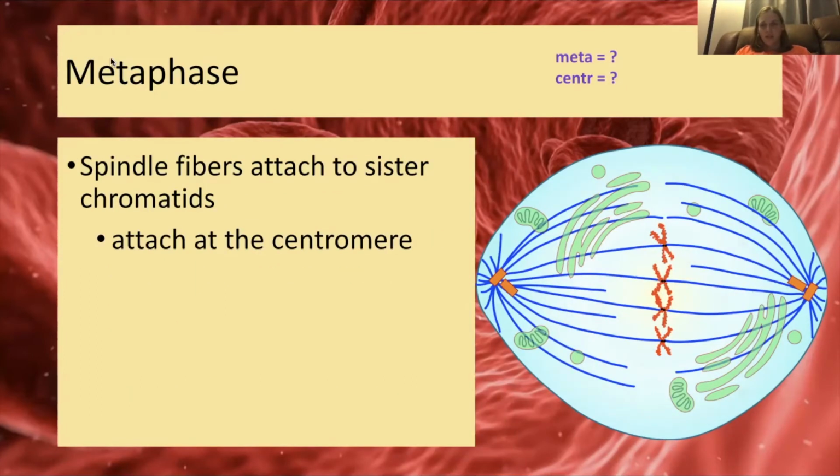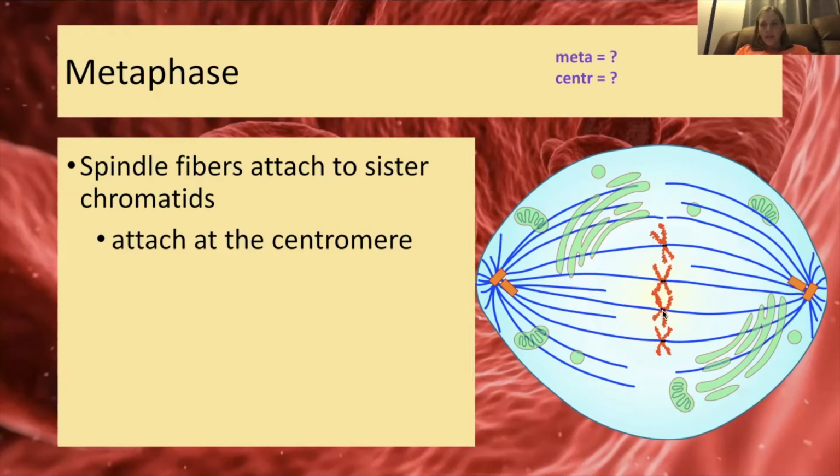Meta means middle, and only a couple key things are happening during metaphase. Remember, our DNA copied itself during S phase of interphase, so we have these sister chromatids, a chromosome and its exact copy. And these sister chromatids are held together at the centromere.